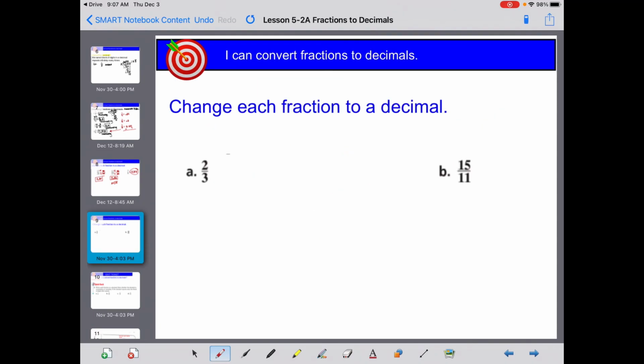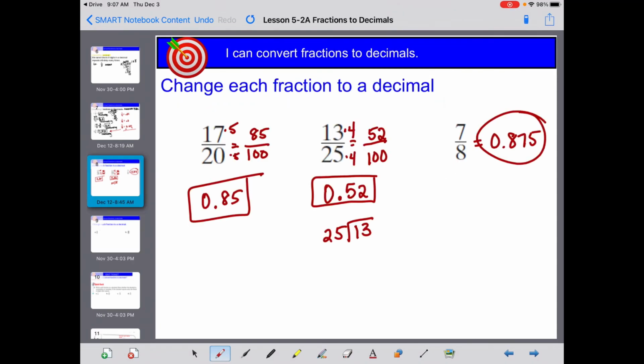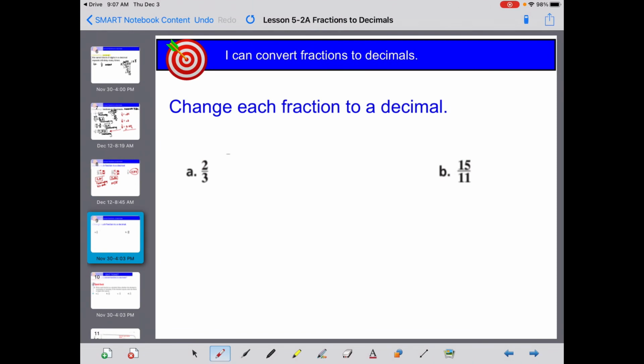All right, change each of these. Oh, wait, and notice that each of these were terminating decimals because they end. All 3 of them. Now, what about these? Change each of these fractions to a decimal.